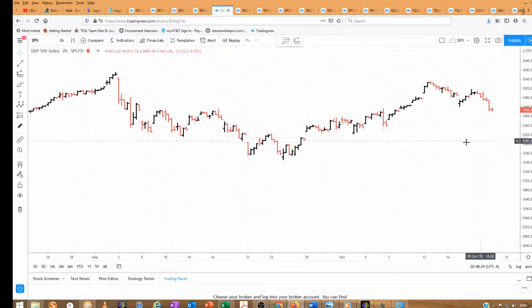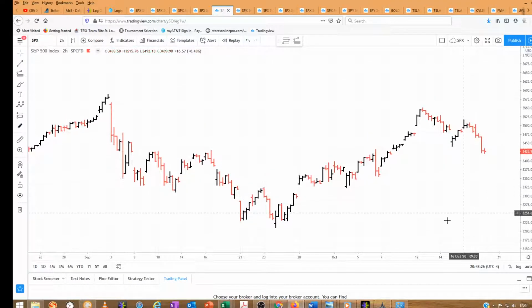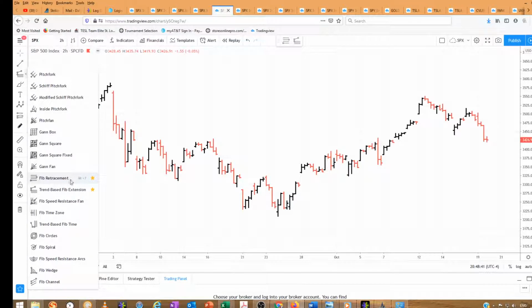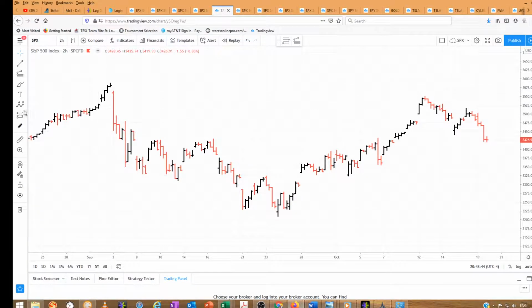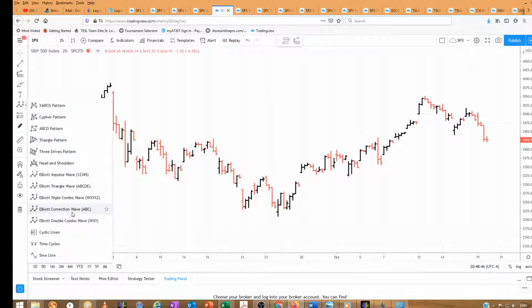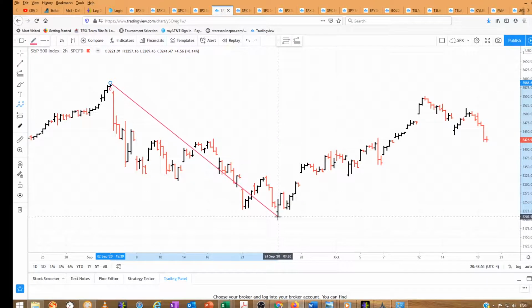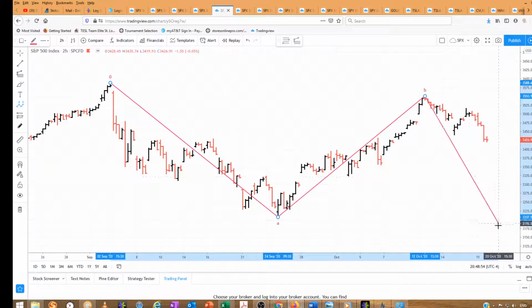So here we are on a 2-hour chart of the S&P. You can see there is our September 2nd high, our September 24 low, and our October 12th high. Our primary count, and we can mark this off for you guys, is, well, let's get into the wave first. We're thinking it's a flat ABC correction. There's wave A down, there's wave B up, and wave C down would be near here. We can get our Fibonacci targets for that.